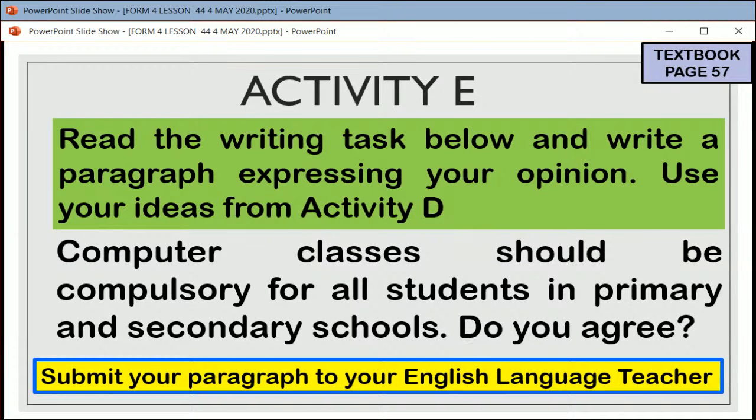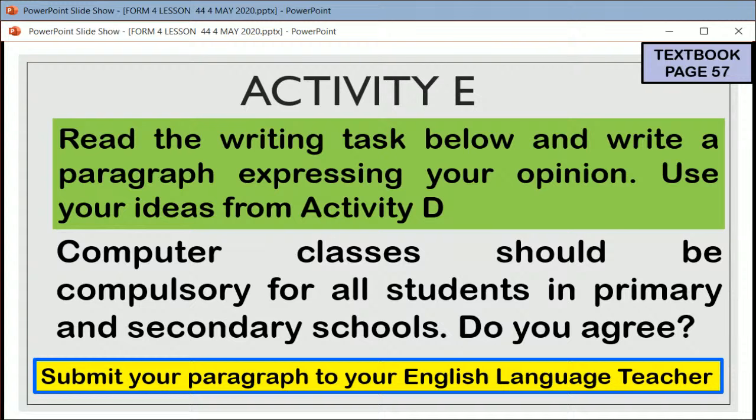Don't forget, I'm not asking you to submit to me. Usually I ask you to submit to me through a Google link, but this time I want you to submit to your own English language teacher. If you feel that you want me to read it and give comments, you can email it to me through my Gmail. I will go through it for you. All of you have my Gmail, if you have been submitting work through Google Form. So just use that email, and when I read, I give comments. But submit it to your English language teacher, not to me.